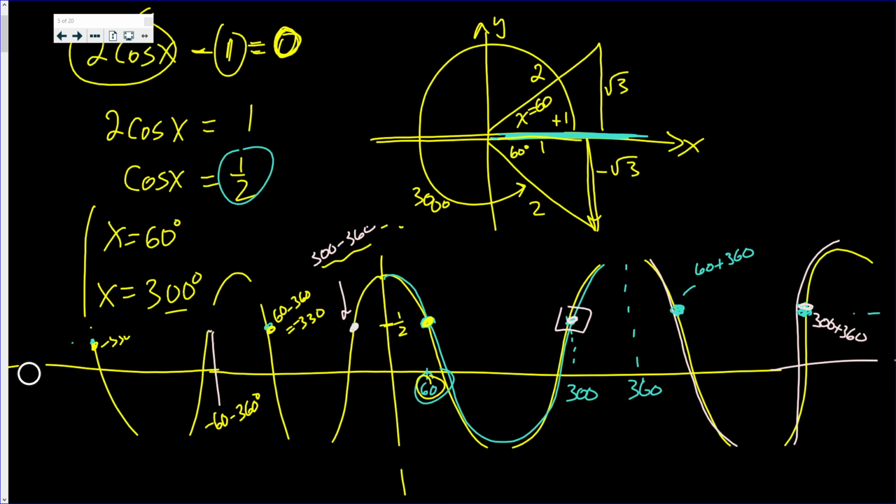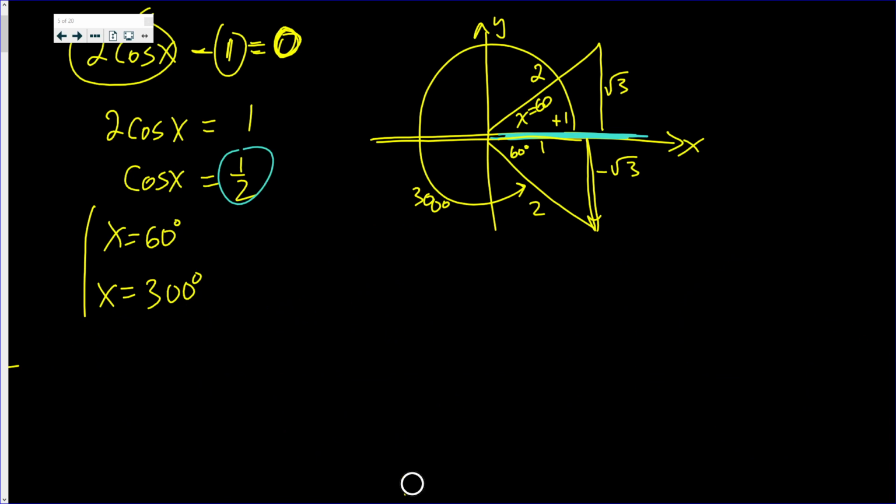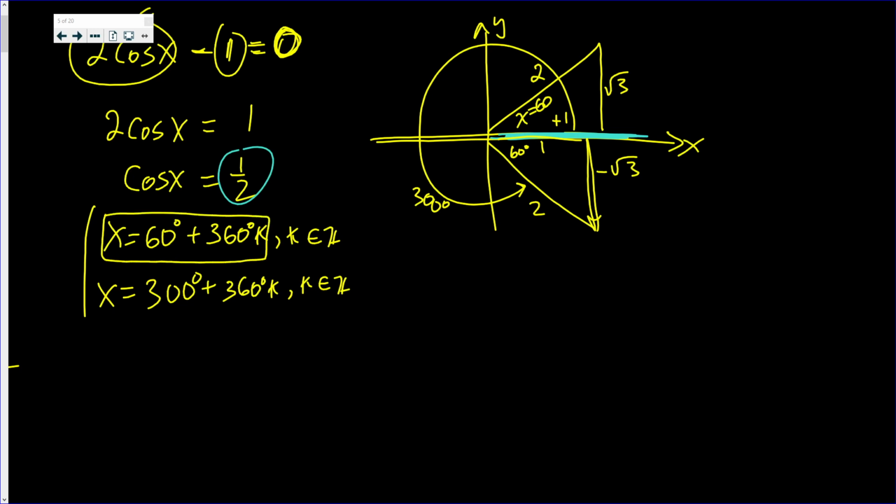360. We can add and subtract any integer multiple of 360. The final answer will be x can be 60 degrees plus 360k, or 300 plus 360k, where k is an integer. Remember, integers can be negative. So this is an awful lot of numbers. X equals 60 plus 360k. This is an awful lot of numbers that I'm writing.